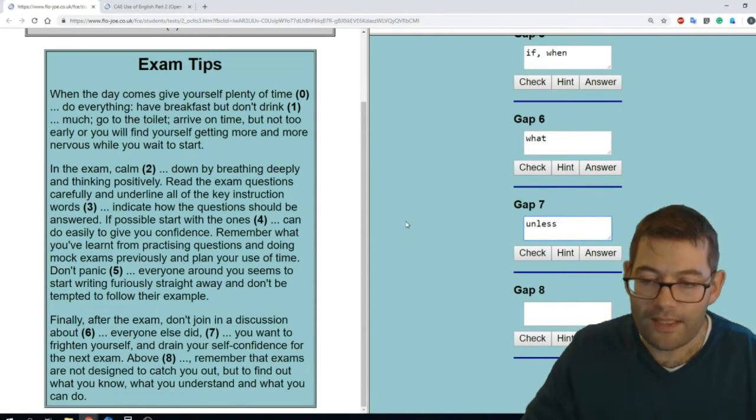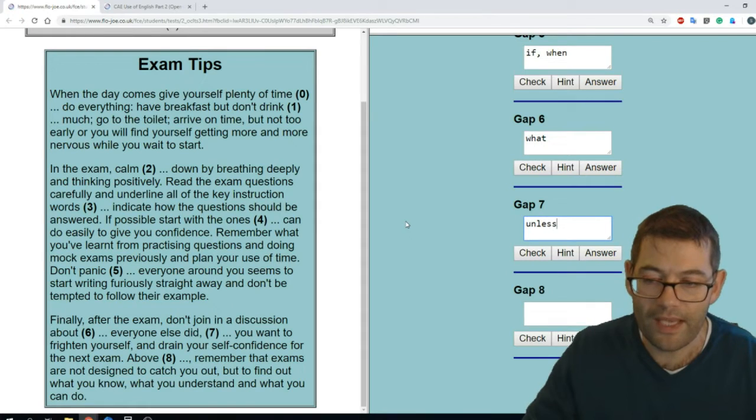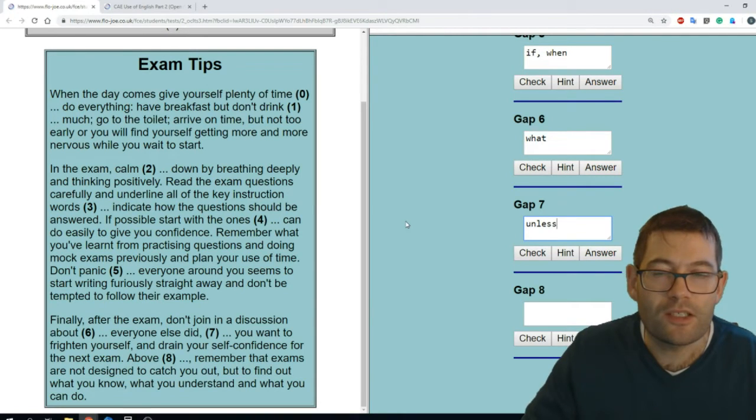Except if, unless you want to frighten yourself and drain your self-confidence for the next exam. And for number 8, above something, comma. Now the comma is important. Above something, comma, remember that exams are not designed to catch you out, but to find out what you know, etc., etc., etc. Why is the comma important?